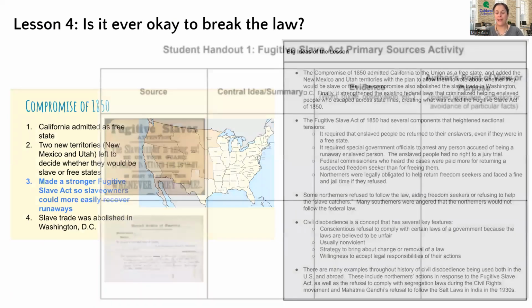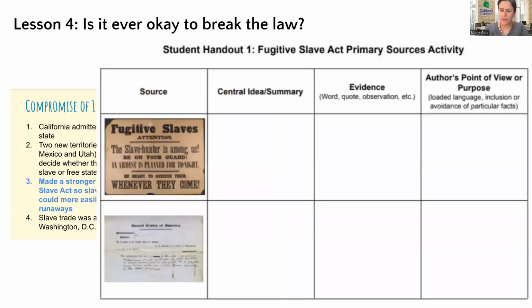They then do a primary source activity where they work their way through a number of sources and they pull out the central idea. They use some evidence to support why they think that's the central idea, and they look at the author's point of view or purpose. So they're looking at loaded language, inclusion, or avoidance of particular facts.